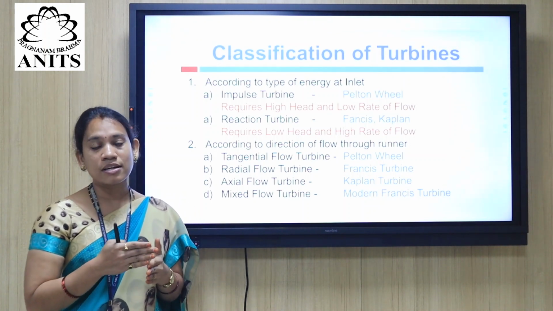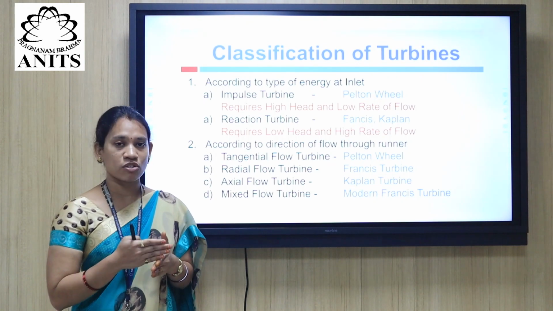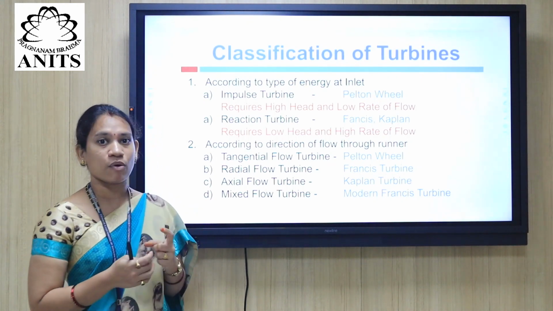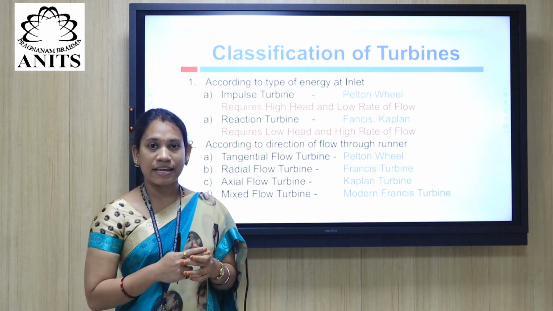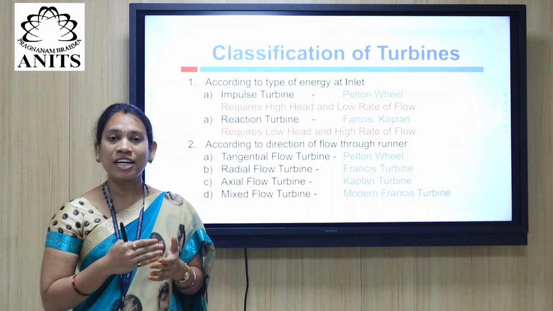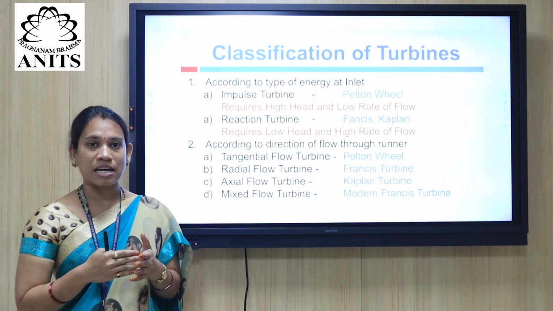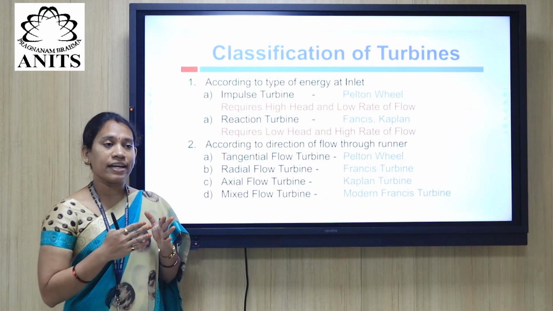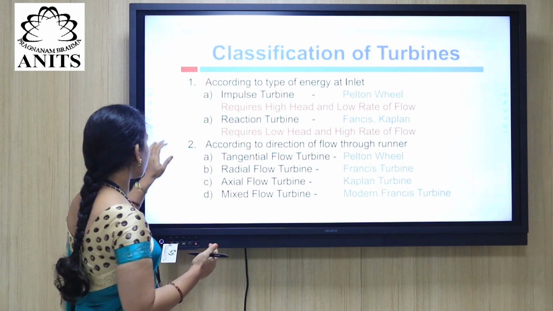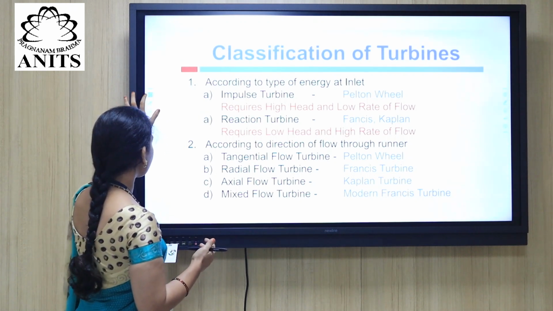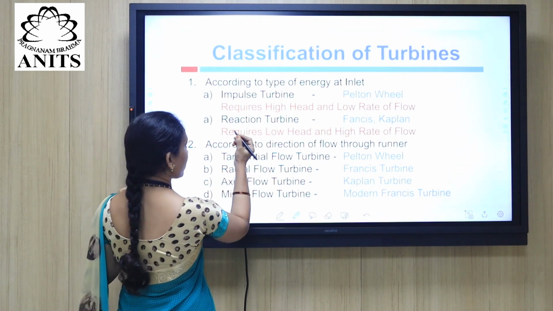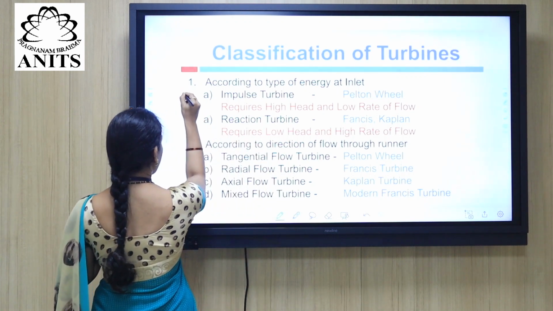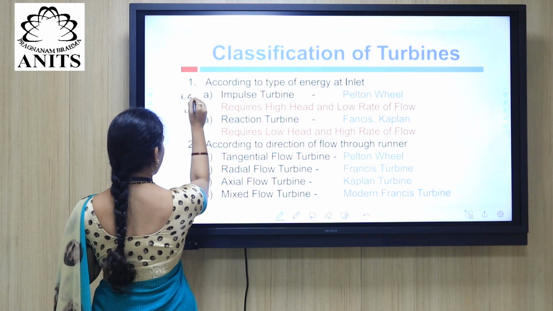So what is the type of energy available? Based on that, turbines are classified into two basic types: impulse turbine and reaction turbine. In an impulse turbine, the entire potential energy is converted into kinetic energy only. So here it is in terms of kinetic energy only.